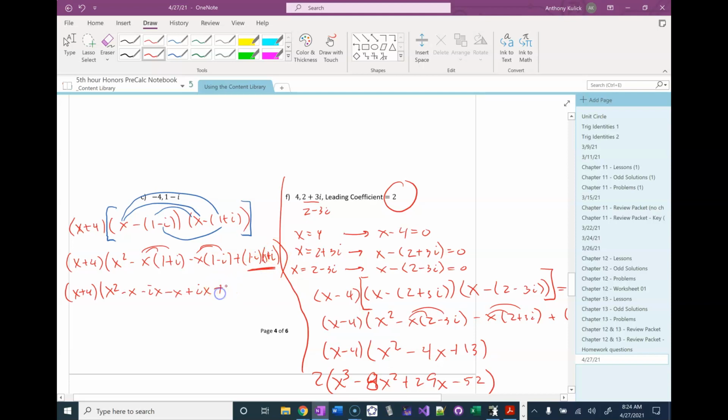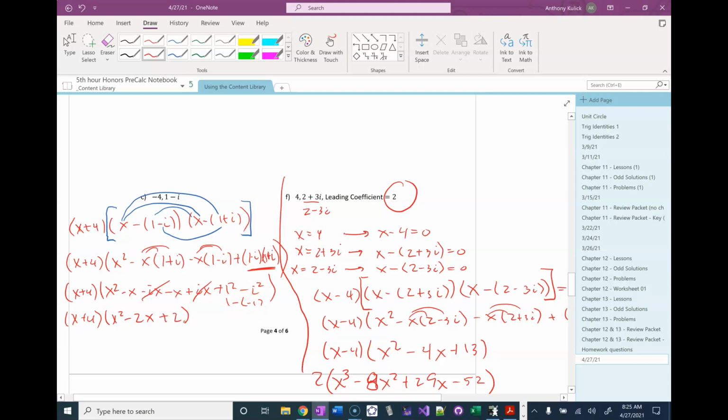So it's just going to be 1 squared minus i squared in this case. So far, so good. Those guys cancel out because I have a negative ix and a positive ix. And then negative x and negative x is negative 2x. 1 squared is 1, and i squared is negative 1. So 1 minus a negative 1 is 2.